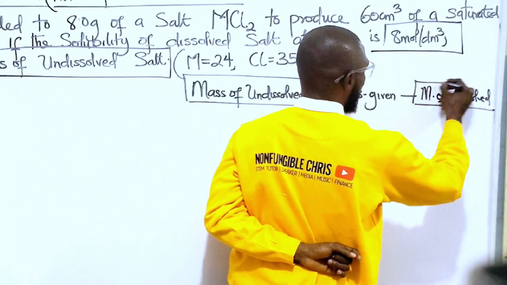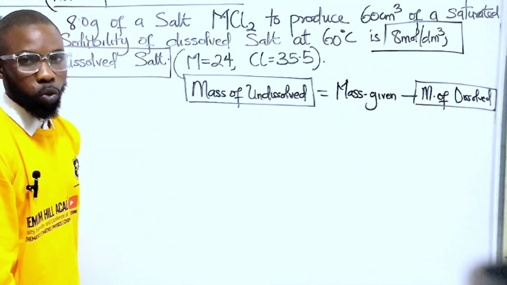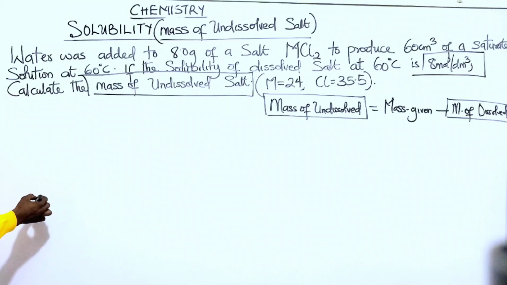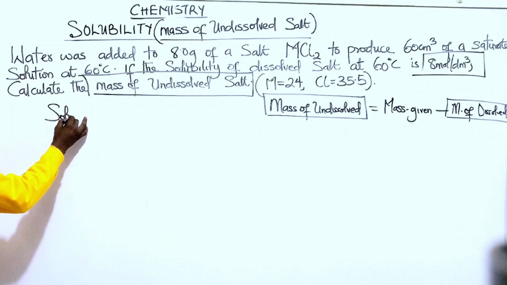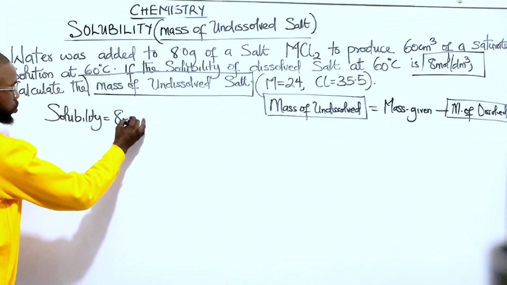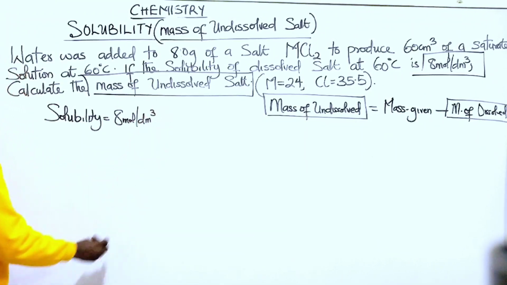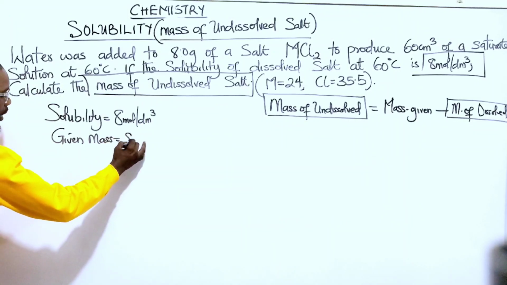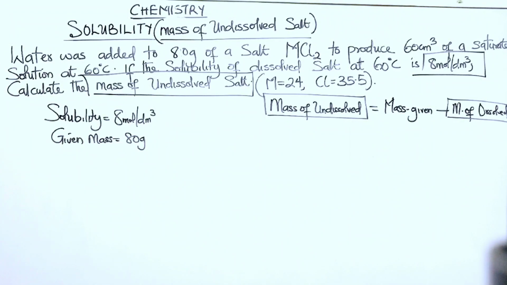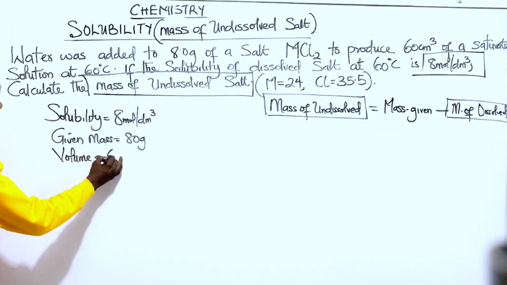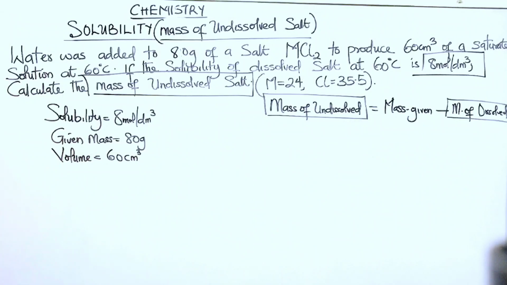So this is the sequence we said we're going to use. First of all, let's get the mass of dissolved salt from the solubility. We're given that solubility is equal to 8 mole per dm³. What else was given? We have the given mass as 80 grams. We're also given our volume, 60 cm³.